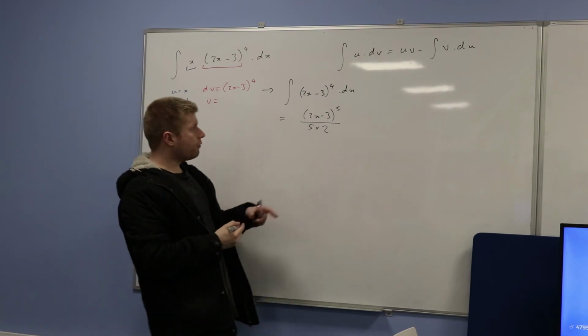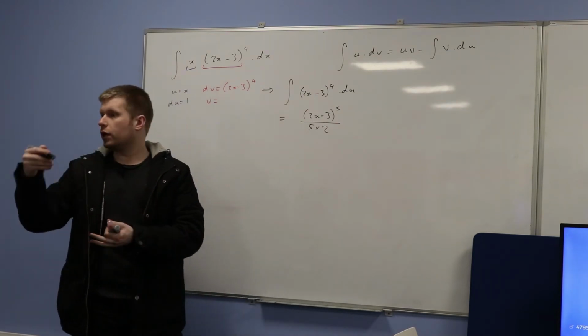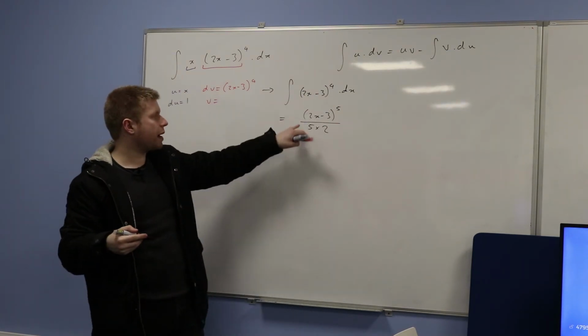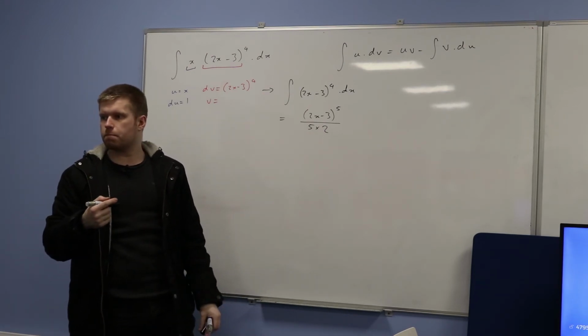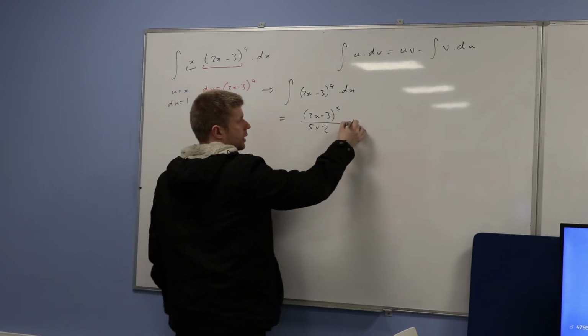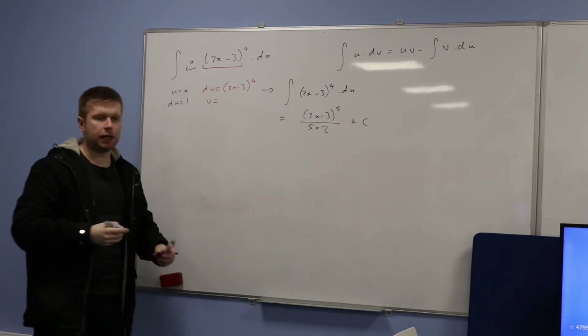Now again, if you didn't quite follow that, it's fine to use u equals this. But I'm effectively just thinking about the chain rule in reverse. What am I missing? Plus c. So I should have a plus c here because, strictly speaking, I'm integrating.